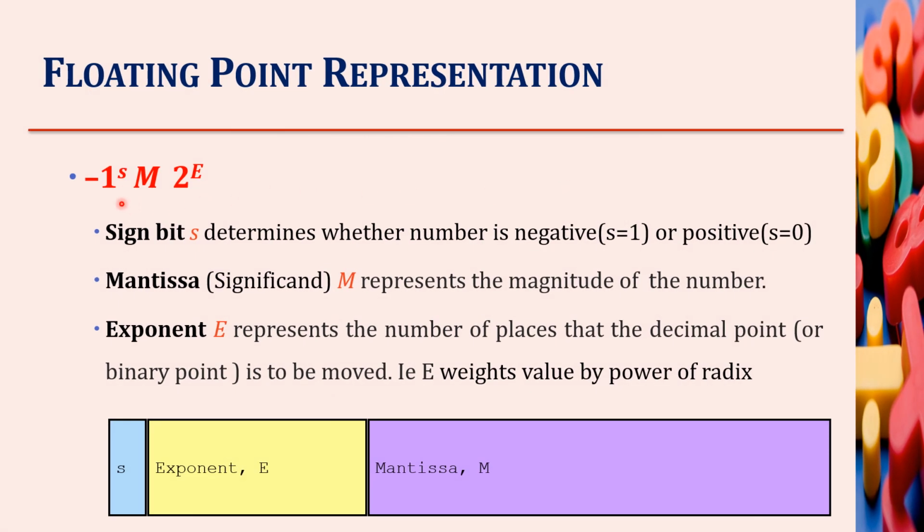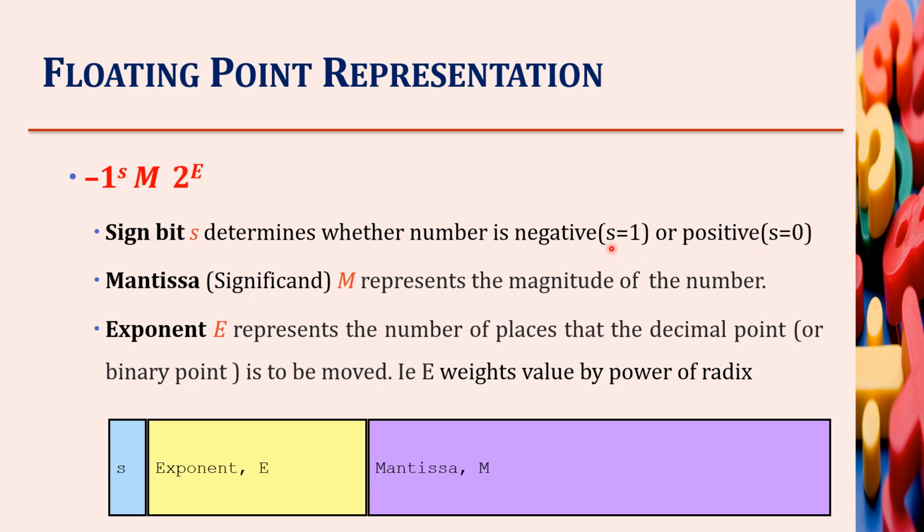Any floating point binary number can be represented as minus 1 raised to s into m into 2 power e, where s is the sign bit, m represents the mantissa part and e is the exponent. This s is the sign bit. S determines whether the number is negative or positive.